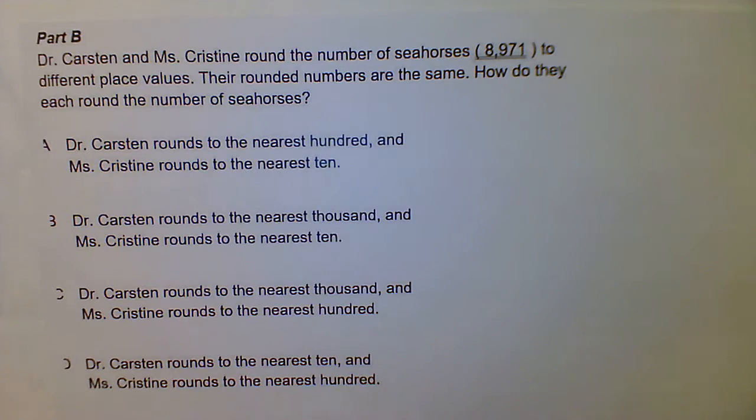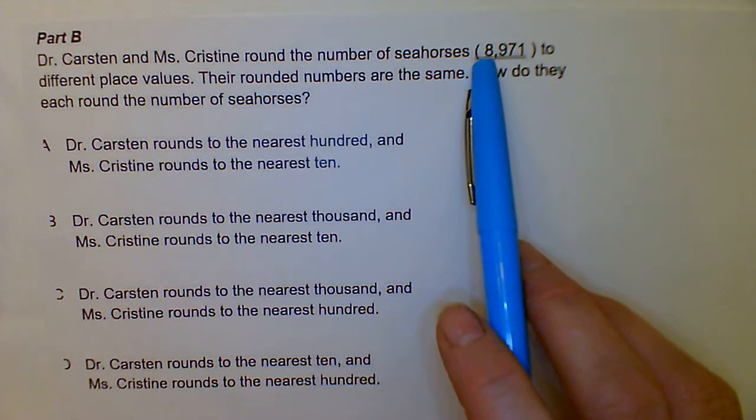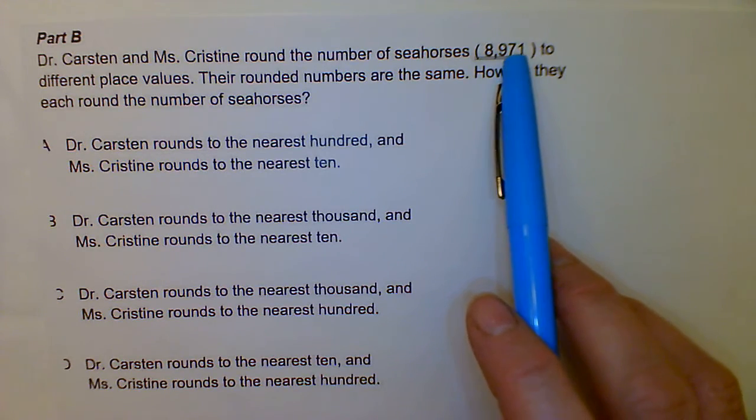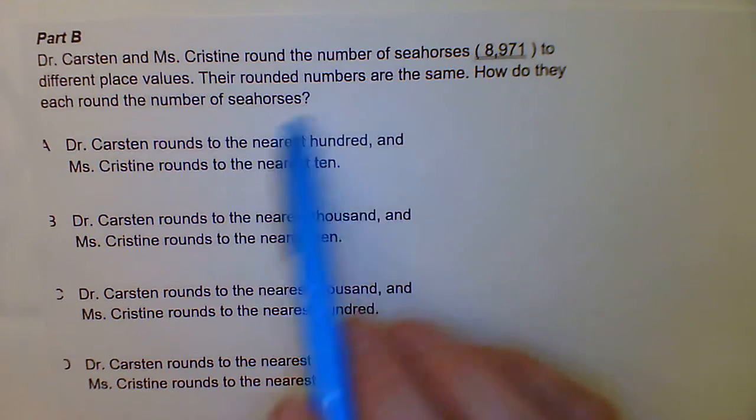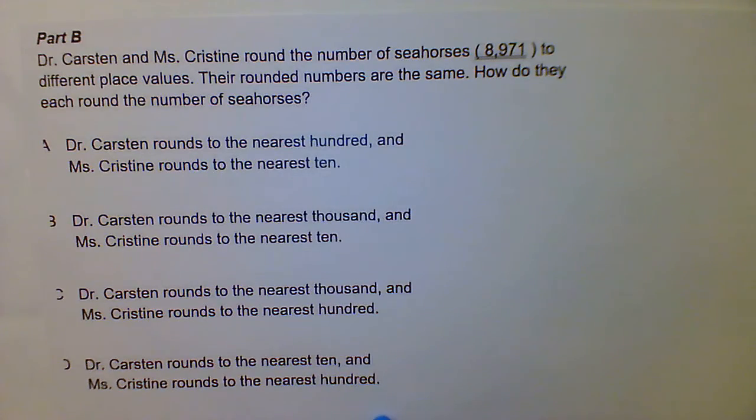8,971 to different place values. Their rounded numbers are the same. How do they each round the number of seahorses? Ooh, this is very interesting. So supposedly Miss Christine and I rounded this number to different place values, but we got the same answer. So you have some choices. You can go ahead and round this to the nearest 1,000, 100, 10 and see what you get. Or similarly, you could do each one of these and figure it out.